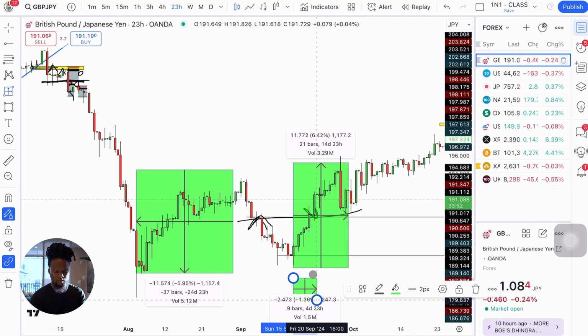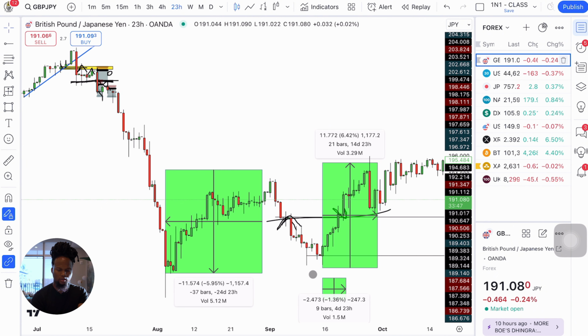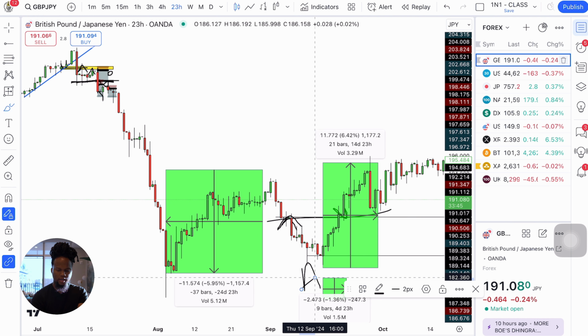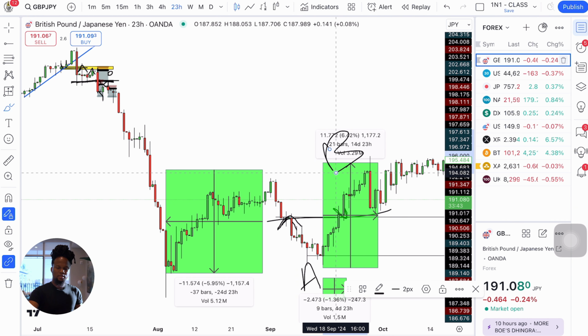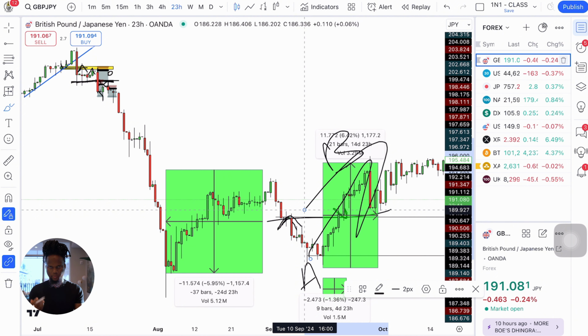All right, so this is the distance. The pips is like point A to point B. So that is the distance between these two points, pips.